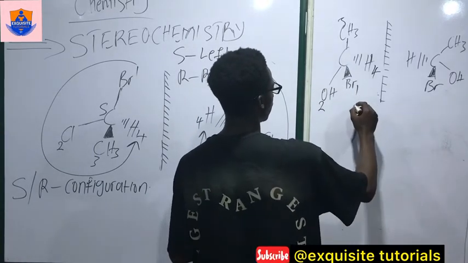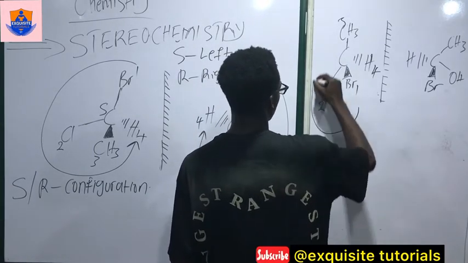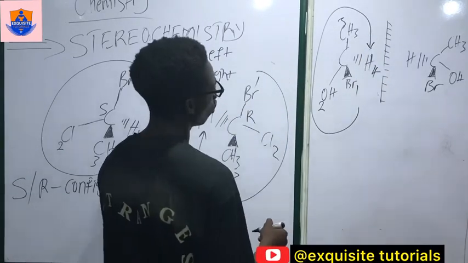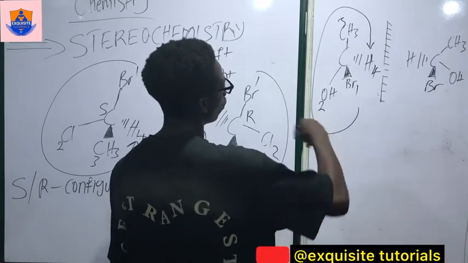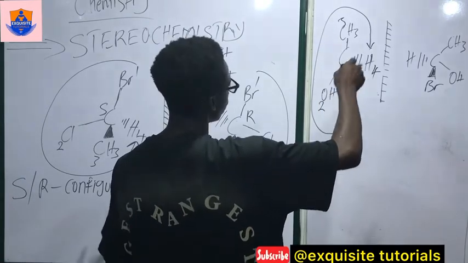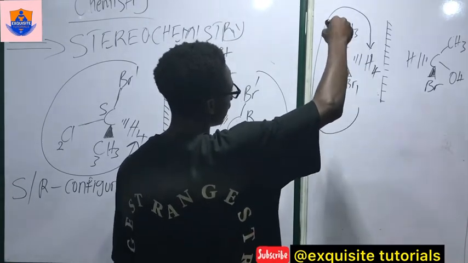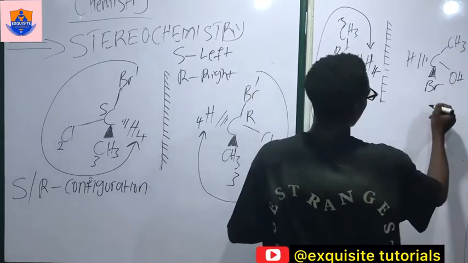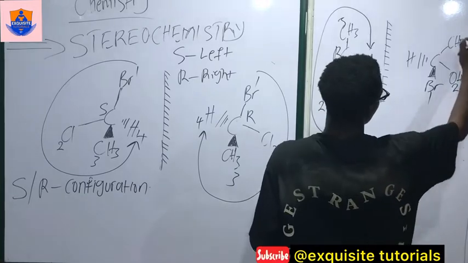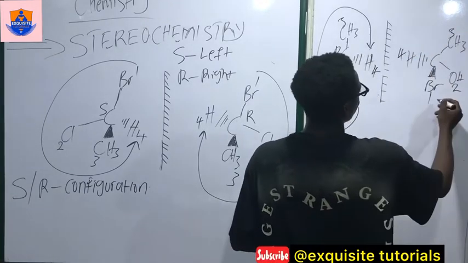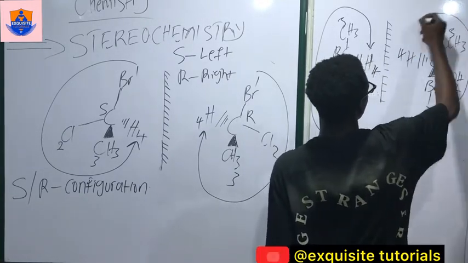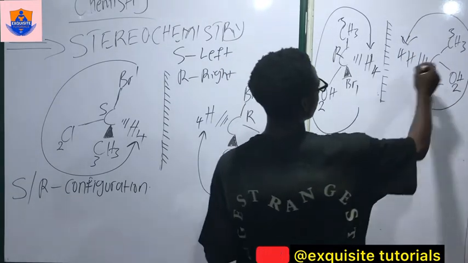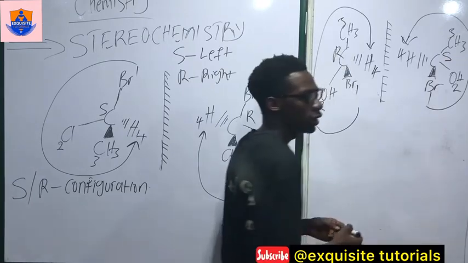So we have our direction like this. So now if it is clockwise, it is an R configured carbon. Then for this one, we have 1, 2, 3, 4. So we have it like this. So this should be an S configured carbon.